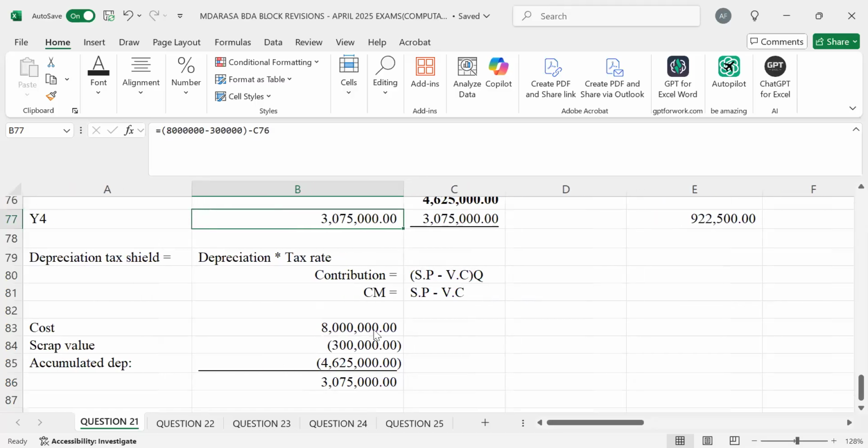That's why you consider the cost, less your accumulated depreciation, then less this scrap value at the end. So that if I told you to look at the value of this machine now, considering all the deductions, I'll be having 3075. So that is where the difference will come in, Jeff.